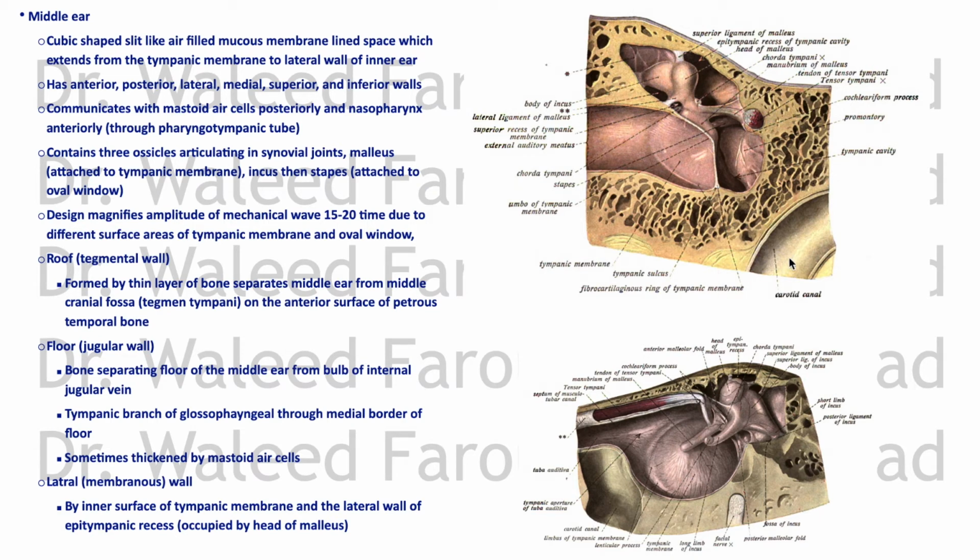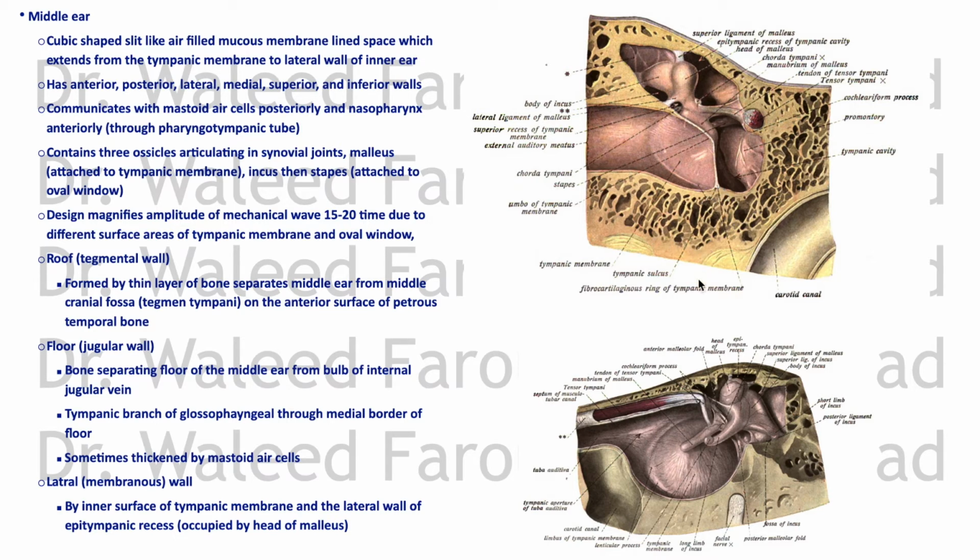This is not the vein. This is the artery, a carotid artery, internal carotid, anteroinferior to the middle ear. But the bulb of the internal jugular vein is right underneath, and sometimes the floor is thickened by mastoid air cells. Now, in the floor, from the medial border, penetrates the tympanic branch of glossopharyngeal, in the medial border of the floor. We will see this.